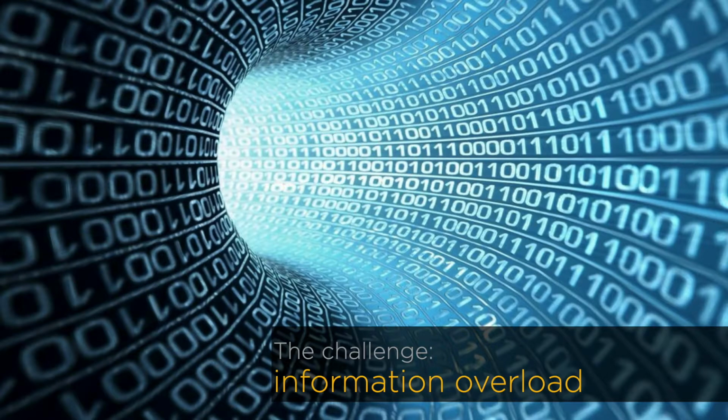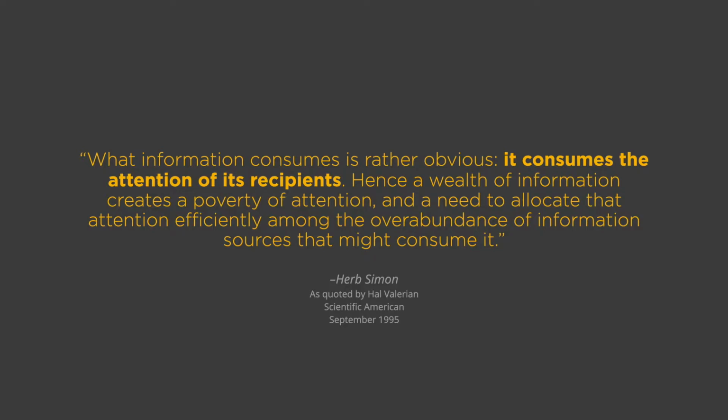Visual perception researchers consider how our attention is allocated in the presence of overwhelming information. Herb Simon, an early pioneer in human-computer interaction research among other fields, says that what information consumes is rather obvious. It consumes the attention of its recipients. Hence, a wealth of information creates a poverty of attention and a need to allocate that attention efficiently among the overabundance of information sources that might consume it.